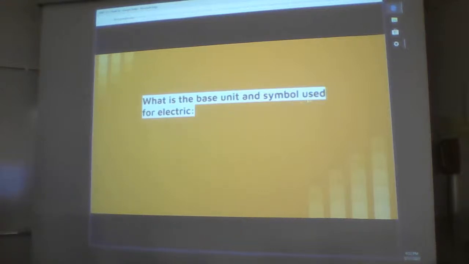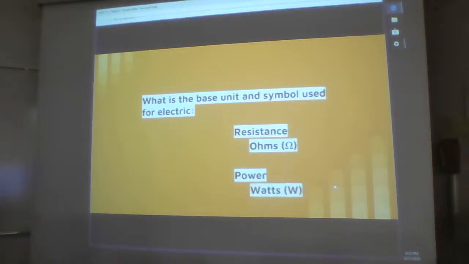Okay, so what is the base unit and symbol used for electric resistance? What that's asking is, for resistance, what's the base unit and what's the symbol used? When we're measuring resistance, the base unit would be ohms, and the symbol for ohms is the ohm symbol. How about what is the base unit and symbol used for electric power? If you remember, one of the very first slides, the base unit for power was watts, and the symbol for watts was a capital W.